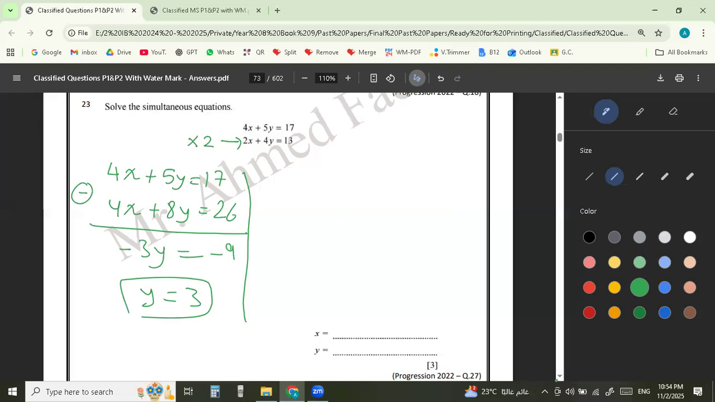Take it and substitute in the first equation. So I got 4x plus 5y equals 17. Remove y and write 3. So 4x plus 15 equals 17. So 4x equals 17 minus 15, which is 2, right? But x is going to be equal to what? Don't say 2, Mr. No, it's 2 over 4, which is equal to half. So x is half, while y is 3.